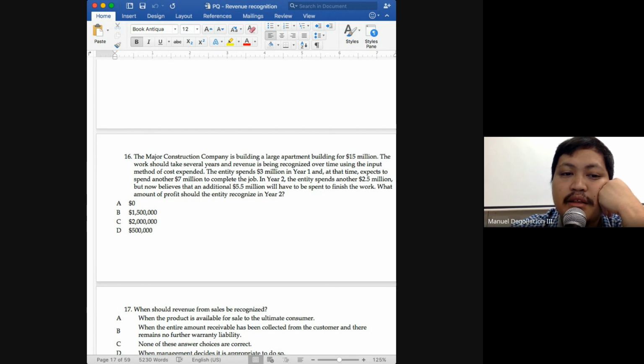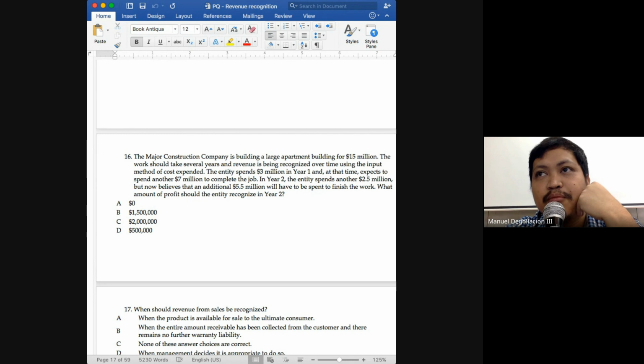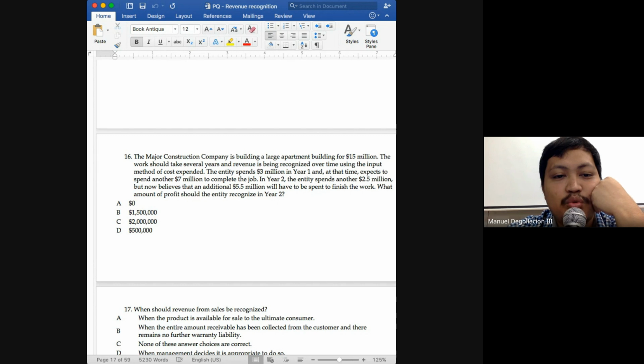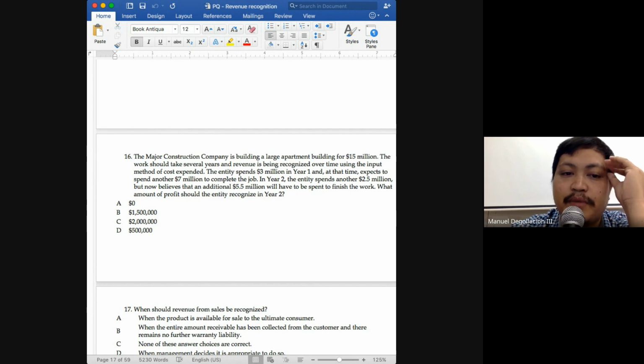So if cost incurred already is 3 million and cost at completion is 10 million, our percentage of completion on year 1 is how much? 30%. And what do we do with the 30%? Multiply that with the expected profit from the contract. How much profit are we expecting from the contract? The contract price is 15 million and the estimated cost is 10 million. So the total expected profit from the contract on year 1 is 5 million.